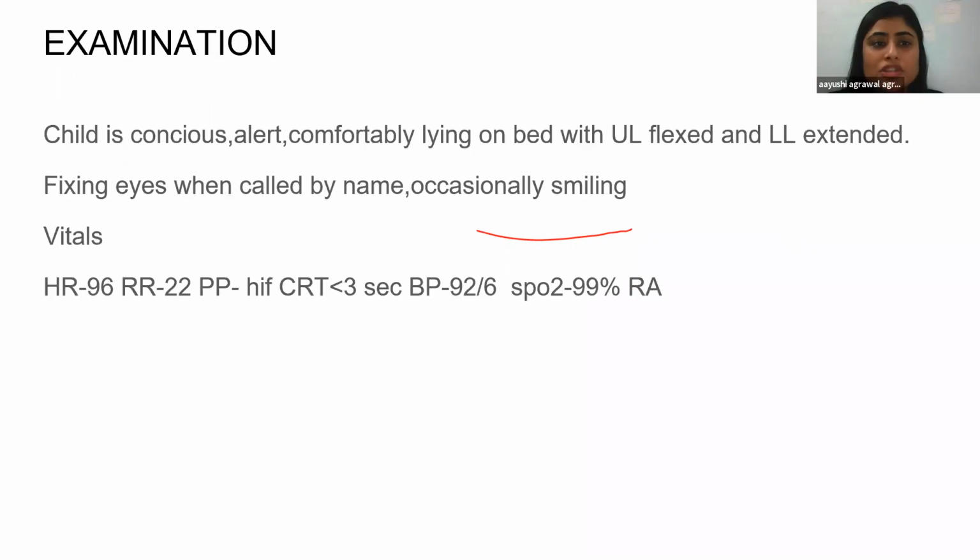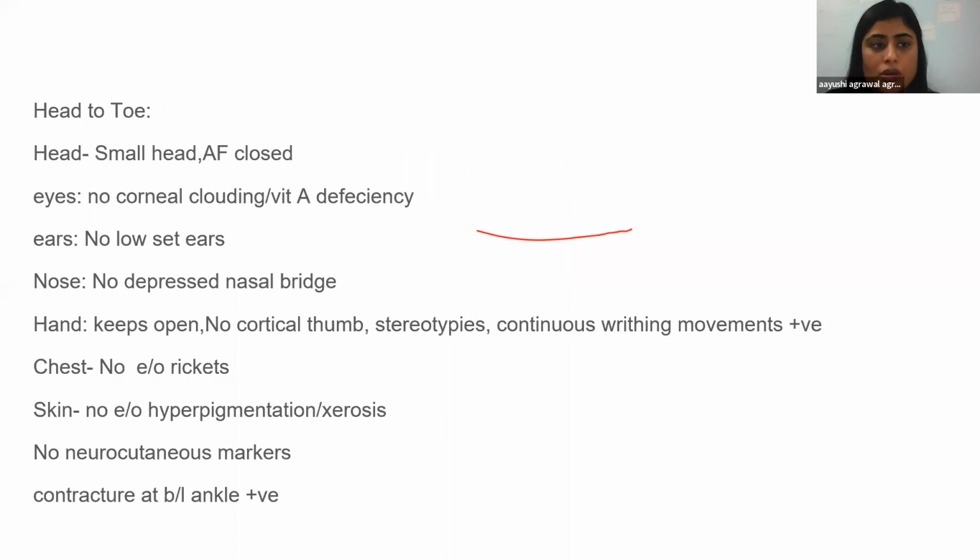So on examination, child was conscious, alert, comfortably lying on the bed with upper limb flexed and lower limb extended. Fixes eyes when called by name, and occasionally child was smiling. So vitally, child was stable. Heart rate was 96, respiratory rate was 22. Peripheral pulses were well felt. CRT was less than 3. BP was 92/60. And SpO2 is 99% on room air. And then on head to toe examination, the child had a small head.